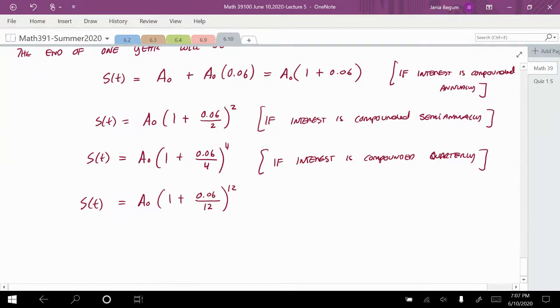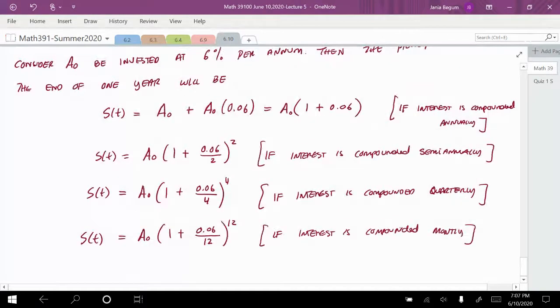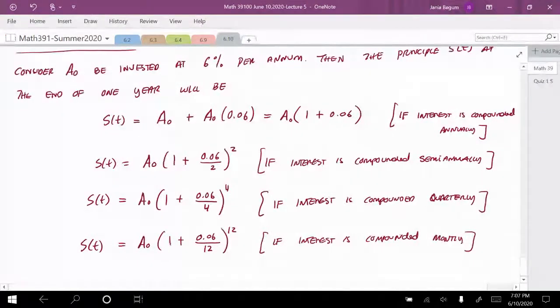And so this would be the amount if the interest is compounded monthly. Have you guys seen this before in any other course? Maybe in economics?